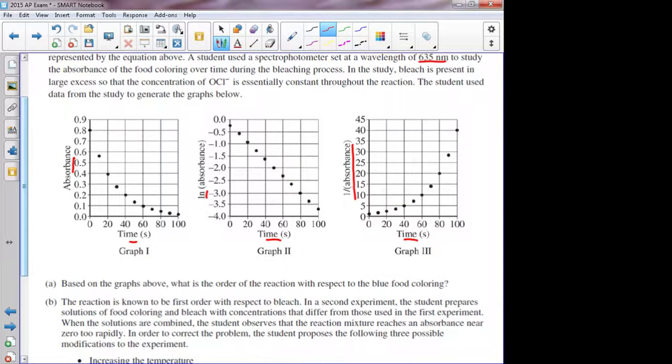Okay, now remember, this absorbance is helping me measure concentration, right? The higher the concentration, the more wavelength that's absorbed. When my blue food coloring goes to 0 concentration, it passes straight through. You still with me? Remember, we did the graphs as concentration versus time, the natural log of concentration versus time, and the reciprocal of concentration versus time. So you may see them as concentrations instead of absorbance on the AP exam. Same thing. Do we understand that?